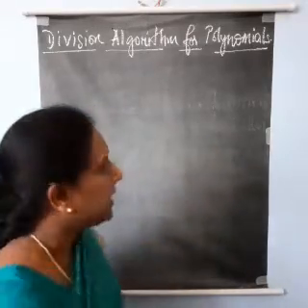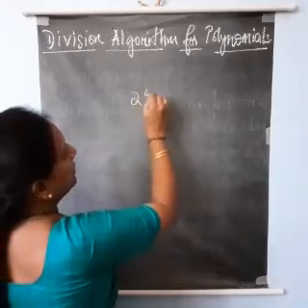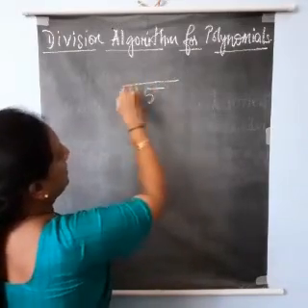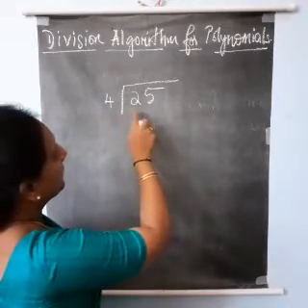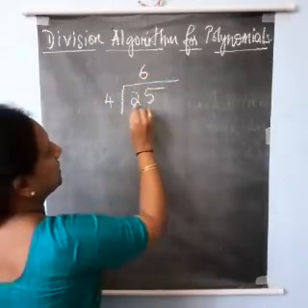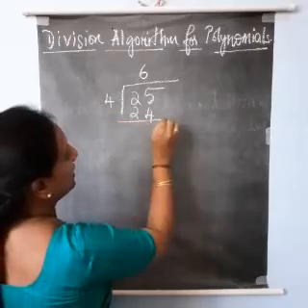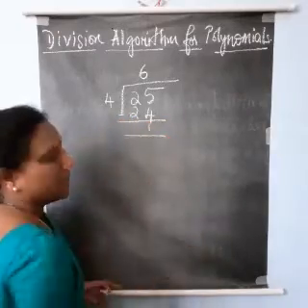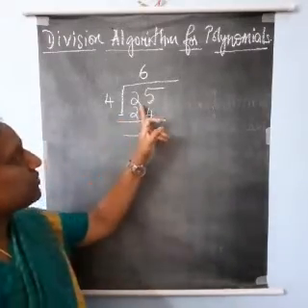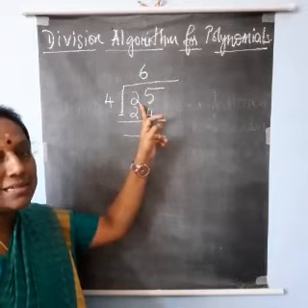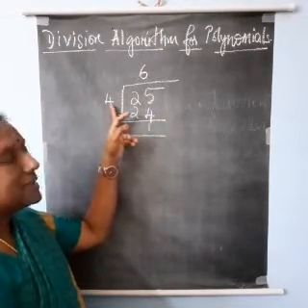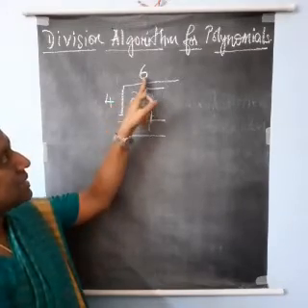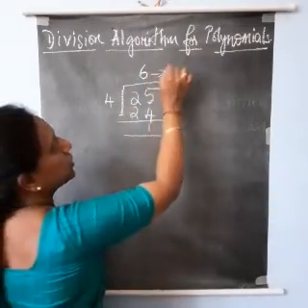Just say we have 25 to be divided by, say, number 4. Yes, when we divide, what will happen? We find that it goes 6 times, that is 24, and when we subtract, we get 1 remainder. Yes, 25 is known as the dividend and 4 is called the divisor. 6 is known as the quotient.